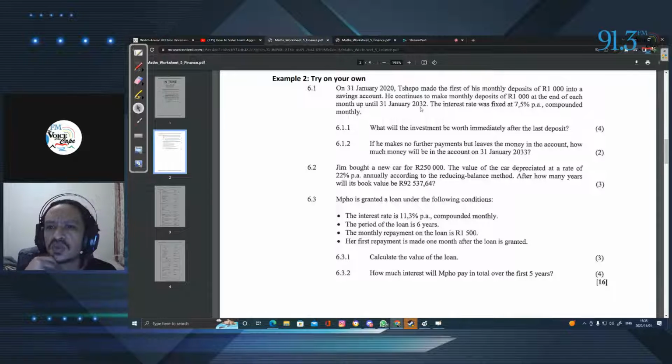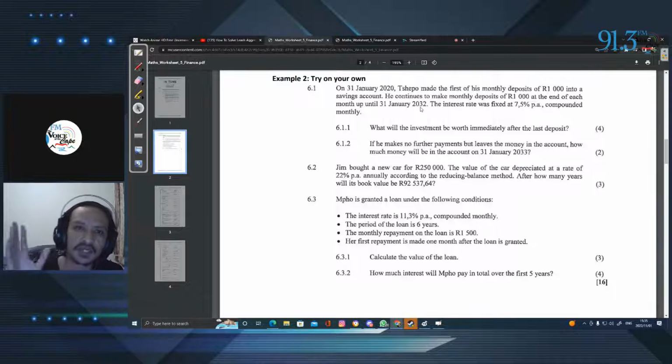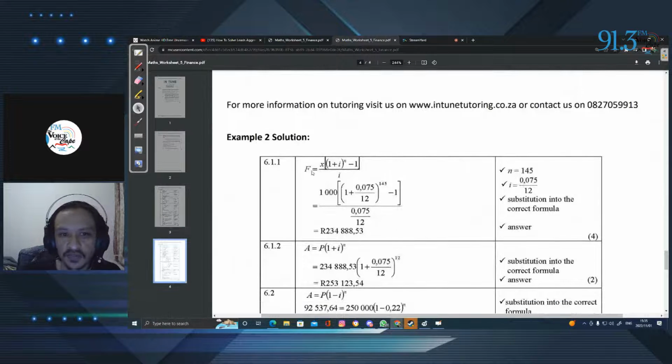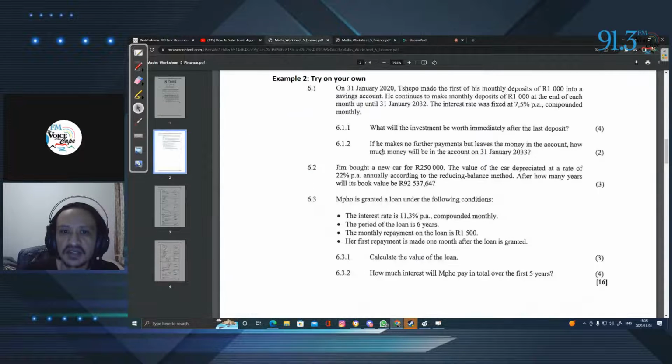And then there's the interest rate fixed at 7.5%. So we have 0.075 divided by 12 as well, and it's compounded monthly. So we are going to use this formula again with F. There we go. Once you see the word deposit, you should immediately know this is the formula you are going to go to, where X is the monthly deposit being paid, and F represents the value of the investment. What will the investment be worth immediately after the last deposit?